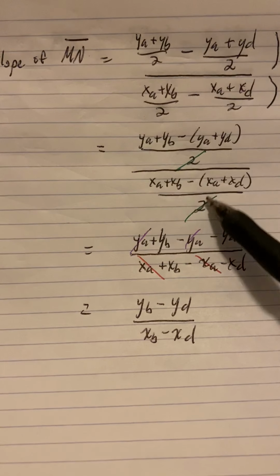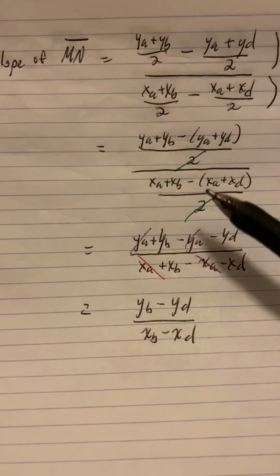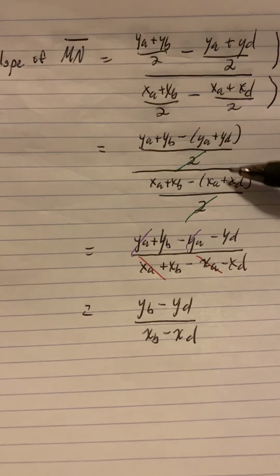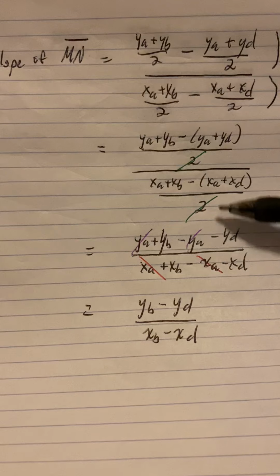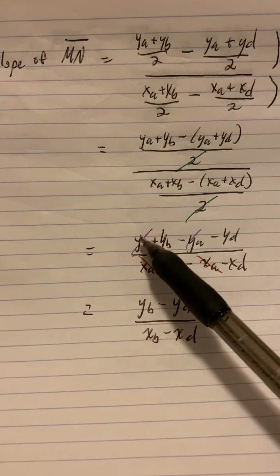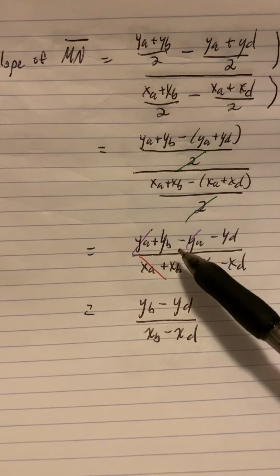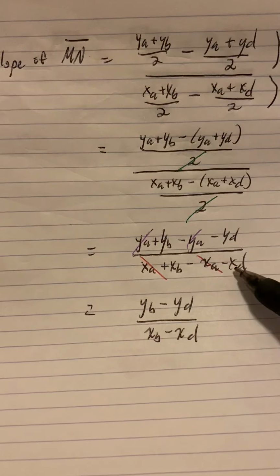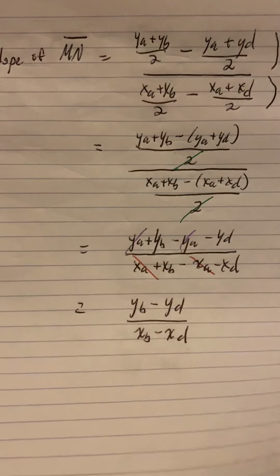Then these denominators will reduce. If you keep, change, flip, you'll see that they reduce. So we're left with this numerator over this denominator, and notice this negative will distribute. So this becomes negative, and this x_D becomes negative. And then we see like terms: y_A minus y_A goes to 0, x_A minus x_A goes to 0, and we're left with y_B minus y_D over x_B minus x_D. And that's the slope of MN in general.